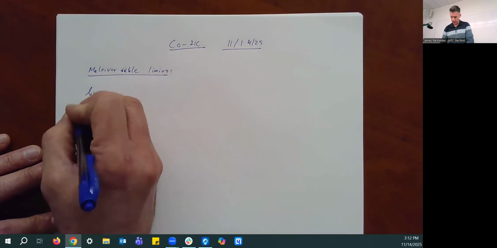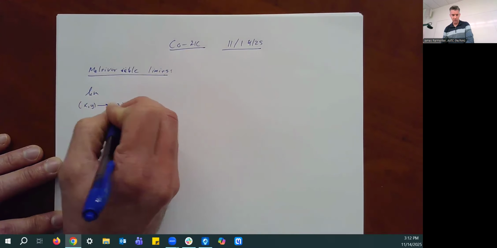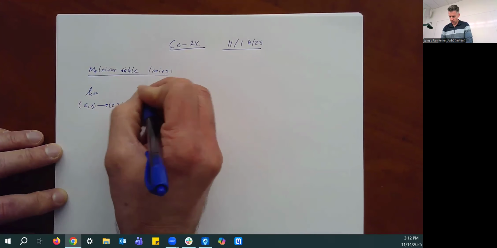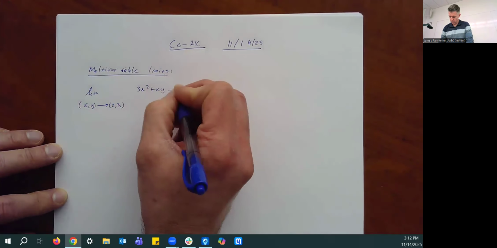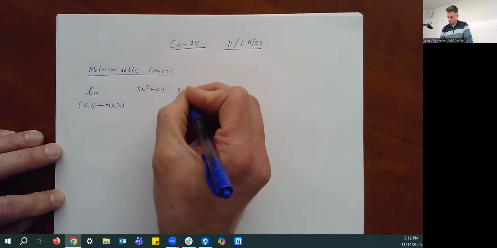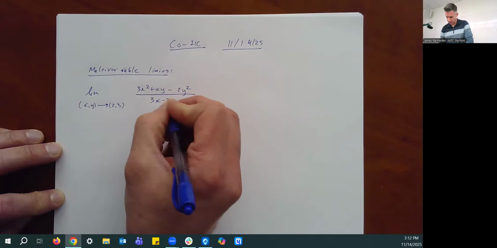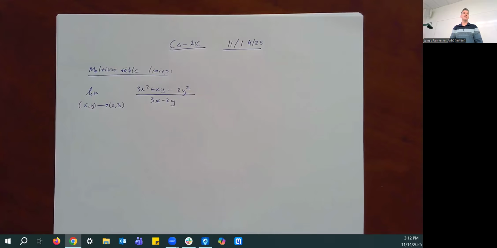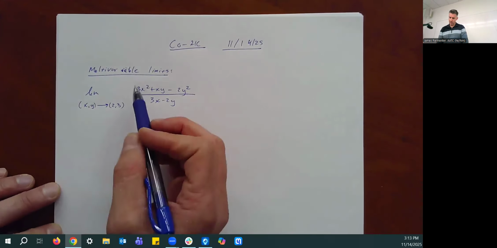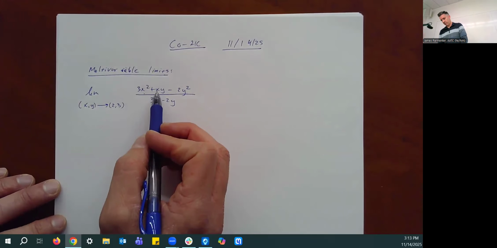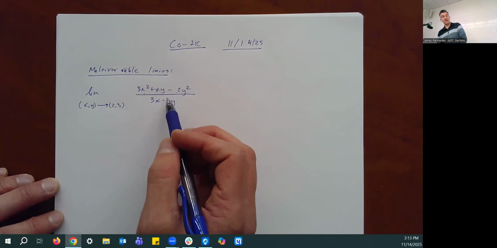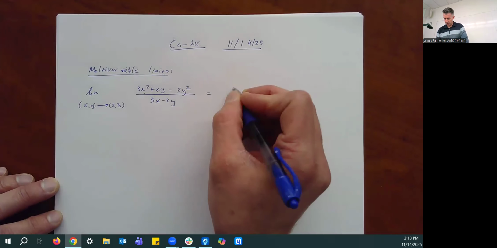The limit as (x, y) approaches (2, 3) of 3x squared plus xy minus 2y squared, all over 3x minus 2y. As you can probably guess, if we plug in 2 for x and 3 for y, we get 3 times 4 plus 6, which is 12 plus 6 is 18, minus 2 times 9, which is 18, so 0. So we're definitely getting a 0 over 0 type.